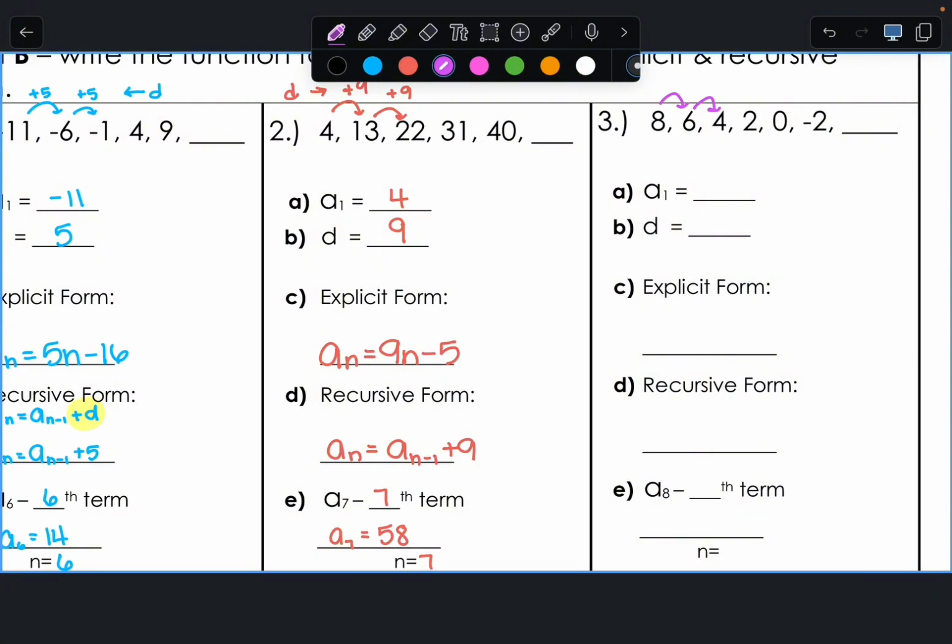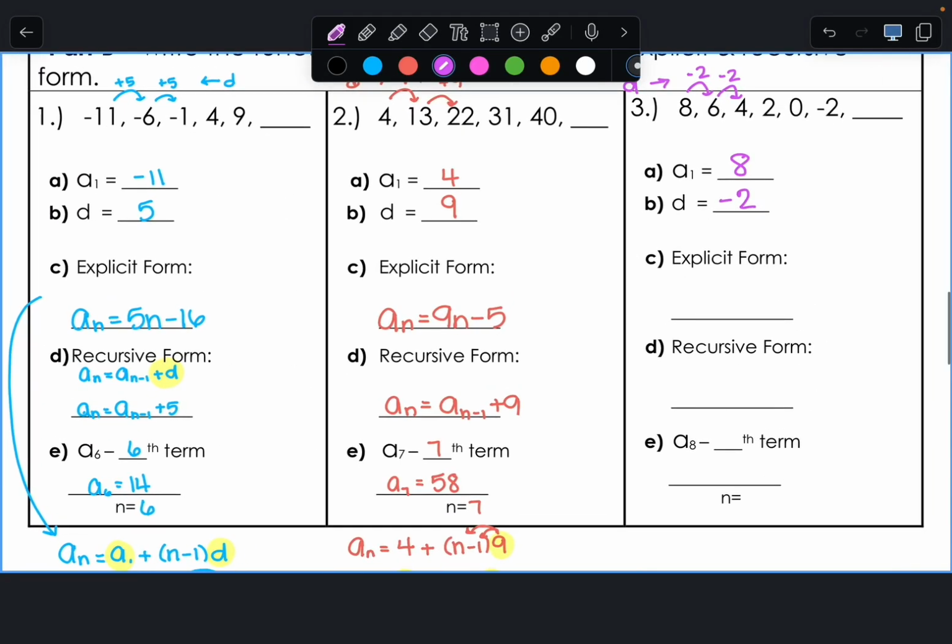No, you put decreasing, not decrease. Okay, how do you get from 8 to 6? Minus 2. 6 to 4? Minus 2. So our value of d is negative 2. What is a sub 1? 8. Okay? So let's plug in our numbers.